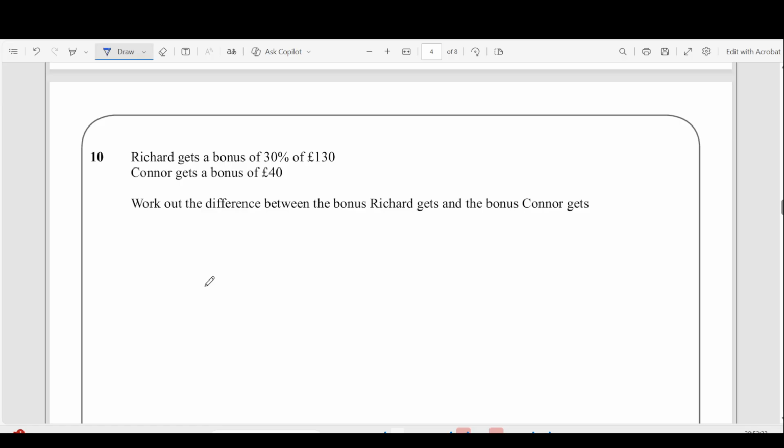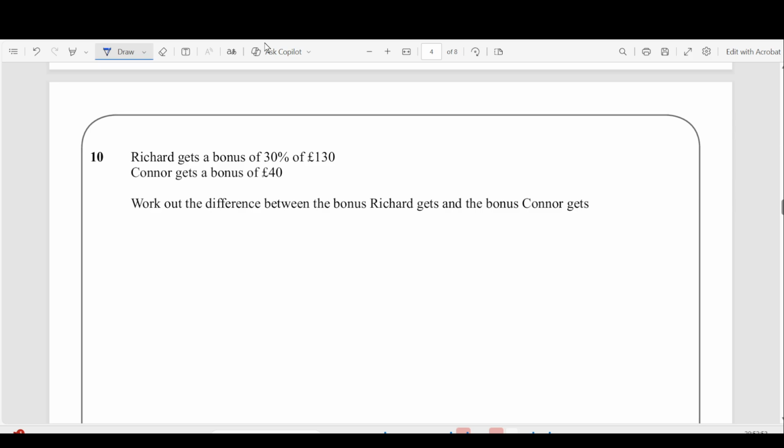Okay, number 10, it says Richard gets a bonus of 30% of 130 euros. Connor gets a bonus of 40 euros. Work out the difference between the bonus Richard gets and the bonus Connor gets. Did you get the question? Okay, you try it by yourself and then we will match the answer.